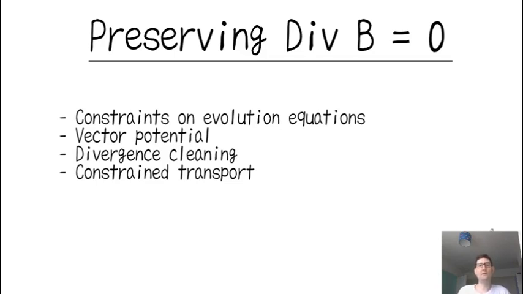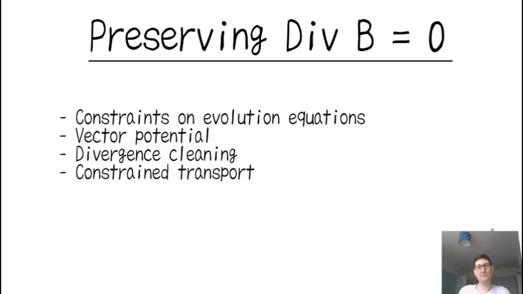Some of them are satisfied exactly in an analytical solution, but when you solve numerically there are always some errors, and those errors can accumulate and build up over time until eventually you end up with unphysical situations. An obvious one for MHD is that divergence of B is 0, the solenoidal constraint. This is of course part of Maxwell's equations, so it's satisfied automatically in an analytic calculation.